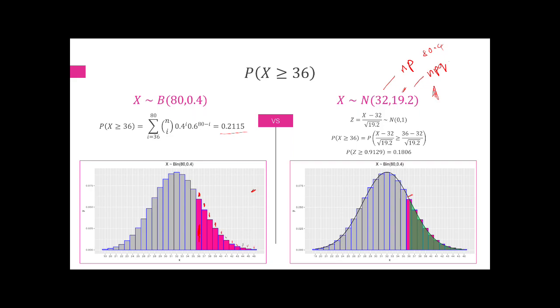So we can see, right, 0.215 and 0.1806. It's not exactly equal, but it's an approximation, so it's kind of okay. Like it's near each other, which is, I guess, what you want approximations to be like. Okay, so that's the greater than or equal to 36.